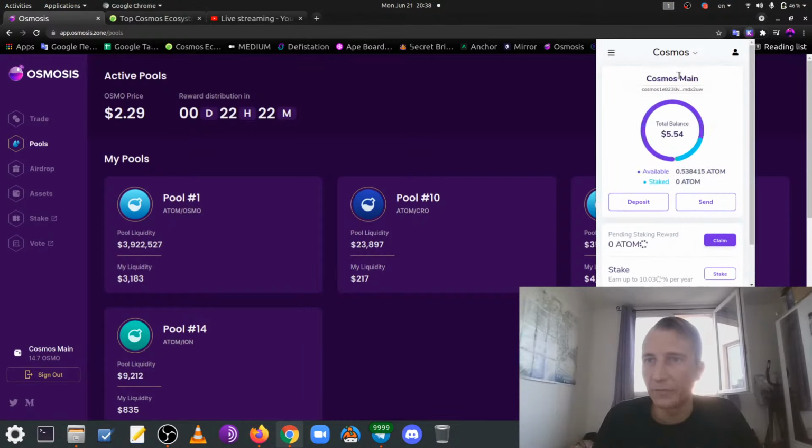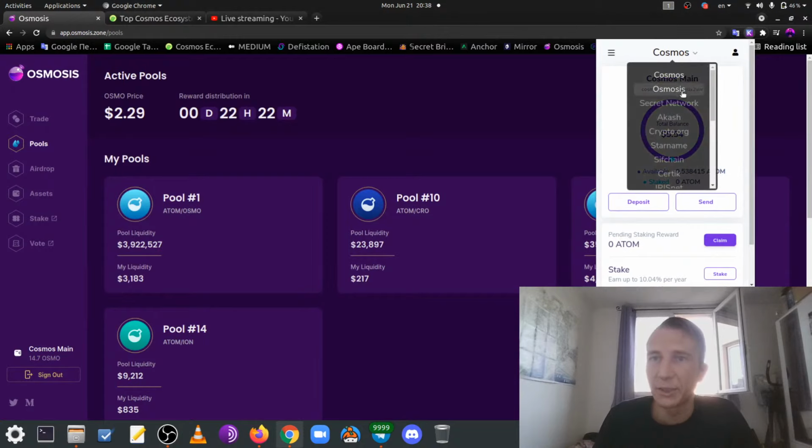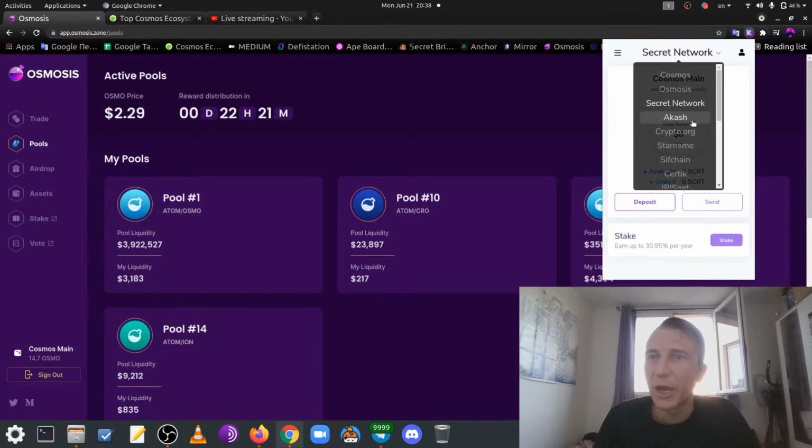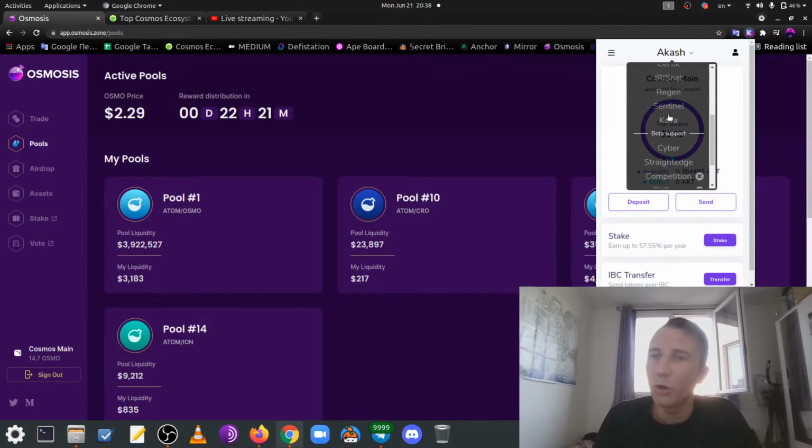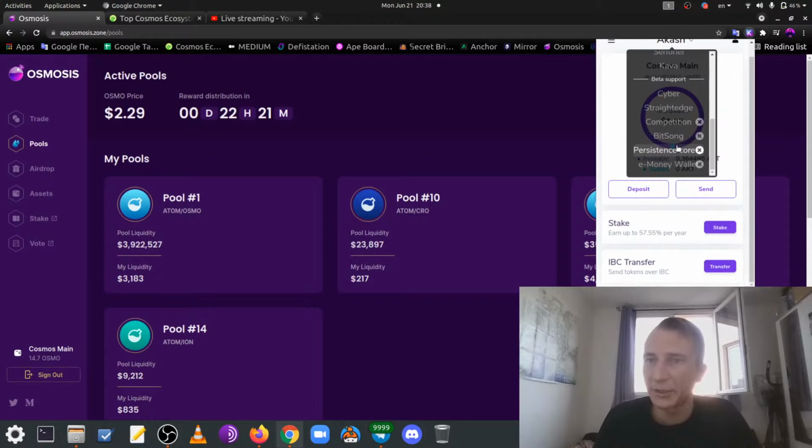After you have Keplr, you will get a lot of addresses in the different chains. You will have Cosmos address, Osmosis address, Secret Network, Cash. Not all of these chains have IBC transfers, but a big part of them already have. And as you can see, here is Persistence, and it's in beta support.